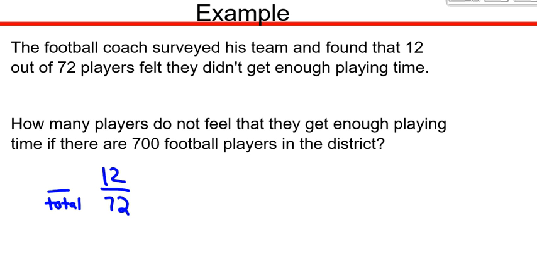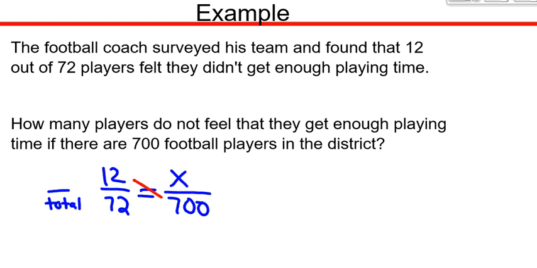How many players do not feel they get enough playing time if there are 700 football players in the district? So if there's 700 total football players in the district, that means the 700 goes on the bottom with the other total, and the x is how many players would not get enough time or feel they don't. So you're going to cross multiply again.